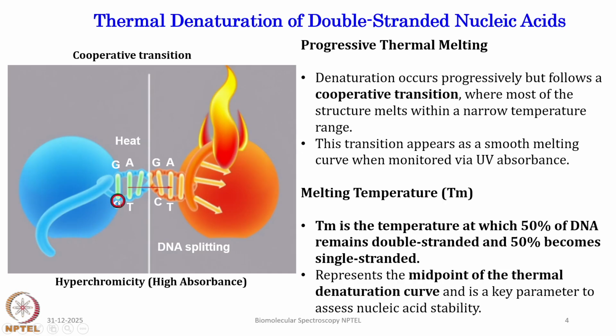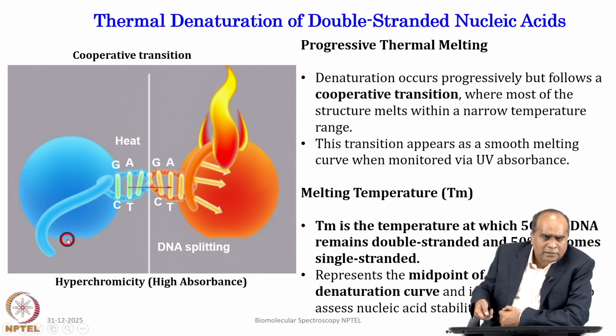So, what we are saying is, if you are putting heat in, this is the cold DNA that is double stranded. If you are putting heat, it is going to hot DNA, and you can see the base pairing is breaking, the unstacking is happening and DNA is splitting. That is the hyperchromicity, high absorbance, right.